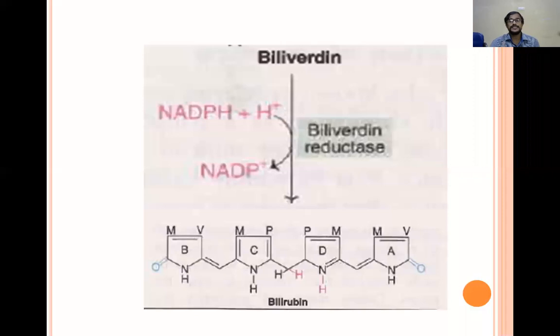Next, what happens to this bilirubin? This all happens in the blood only. Biliverdin to bilirubin, so bilirubin is formed in the blood. So what happens to this bilirubin? This bilirubin will go to the liver.